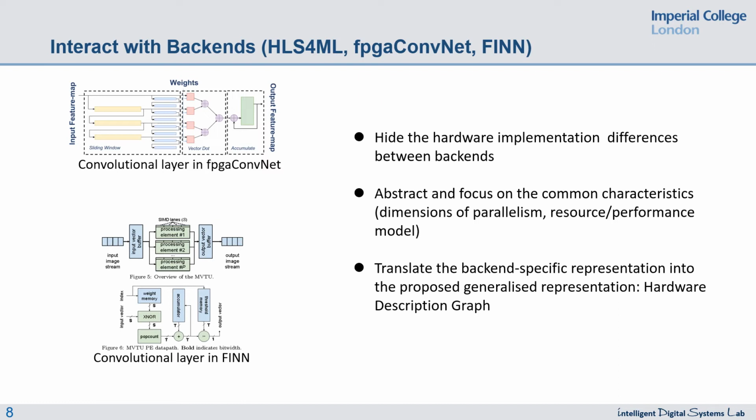The two figures at the left side compare how a convolution layer is computed in FPGA-ComNet and FINN. We notice that in order to solve the optimization problem, it's not necessary to expose the hardware implementation in so many details. In fact, we only need to focus on the common characteristics of these backends. We are interested in on which dimensions the computation is parallelized, what is the benefit on performance, and what is the corresponding cost on resources.